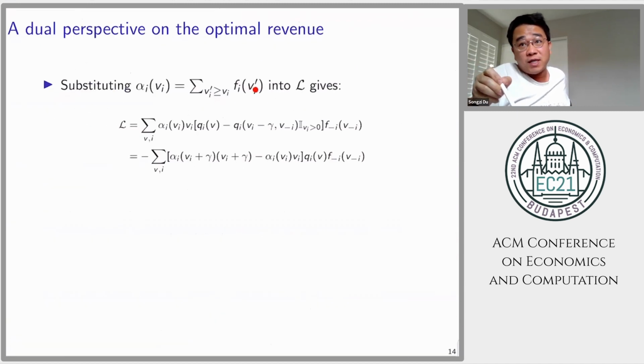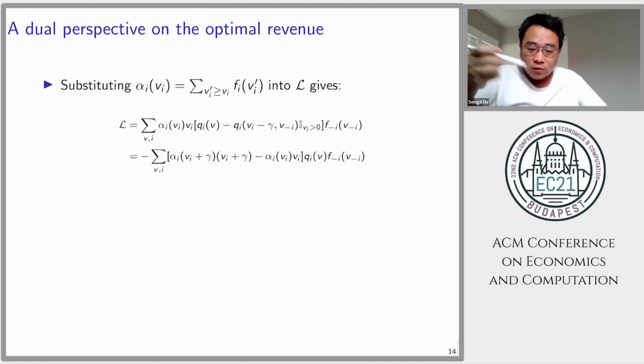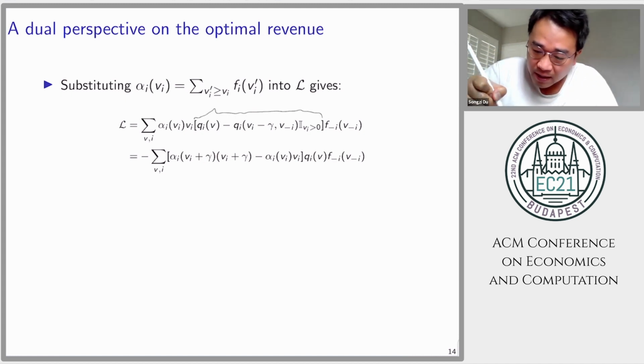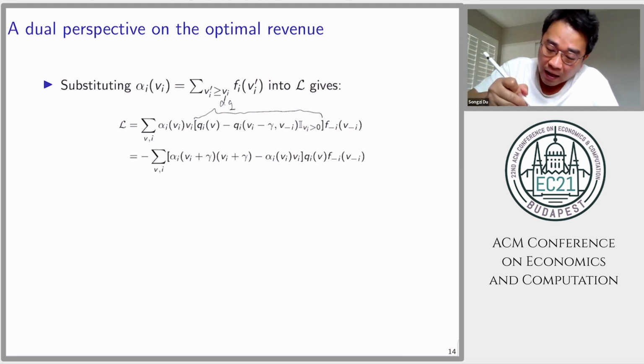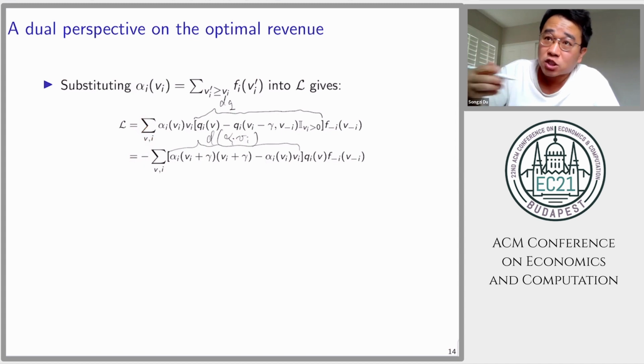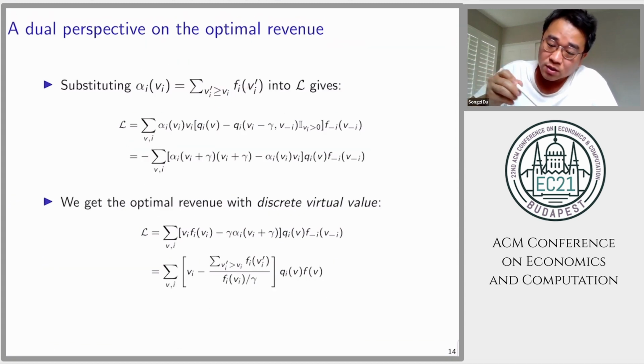So we can substitute these into the Lagrangian, right? By construction, all of the T terms drop out. And here we basically have something like dq. So we can do a discrete integration by parts, where here we have d of alpha times v_i, alpha_i times v_i. So this identity must hold.